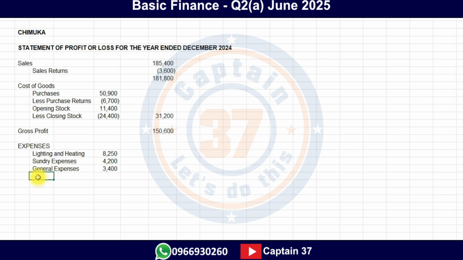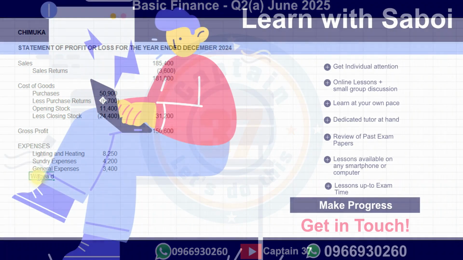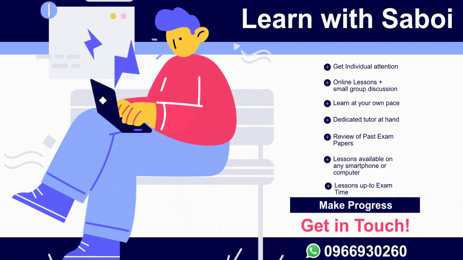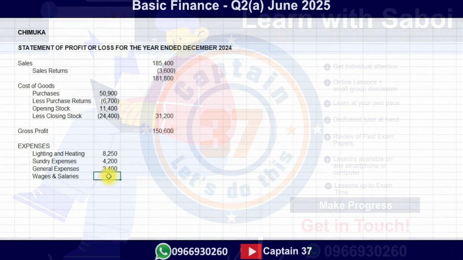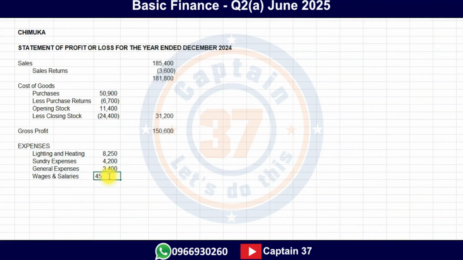Next, there is wages and salaries. How much for wages and salaries? We are told that for wages and salaries, it is 45350. The next expense on the list is none. These are the expenses that are there on the trial balance.